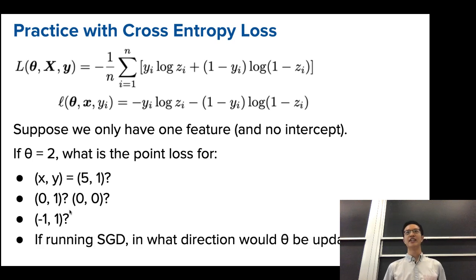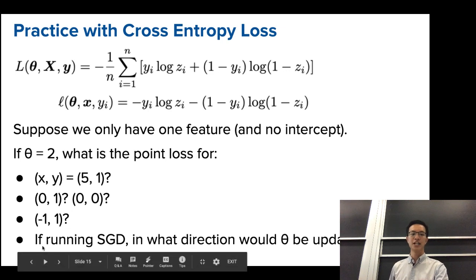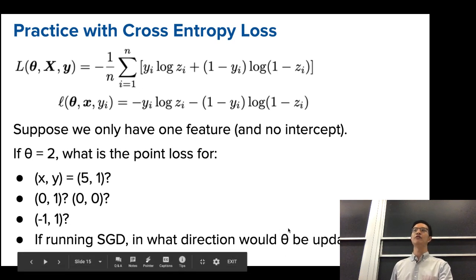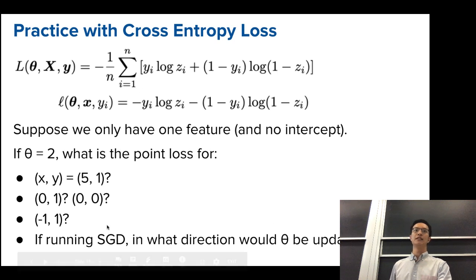If you want a challenge, you can think about if you're running stochastic gradient descent, in which direction would the algorithm update theta? So will it update theta in the positive direction or the negative direction for each of these points here? Okay, so try it out.